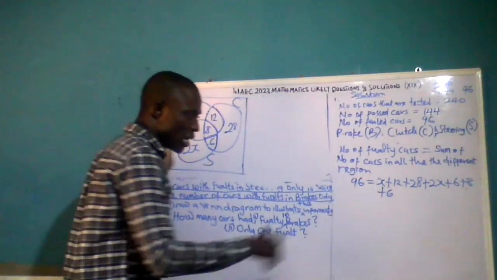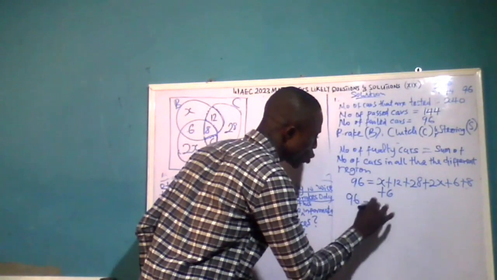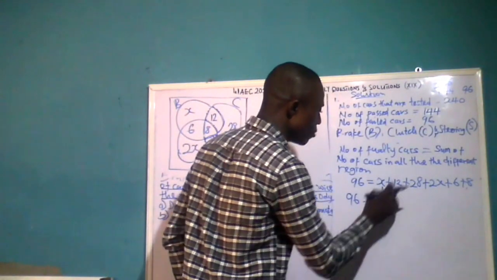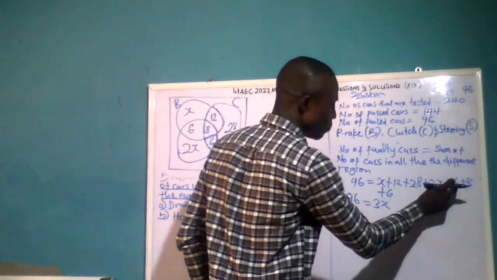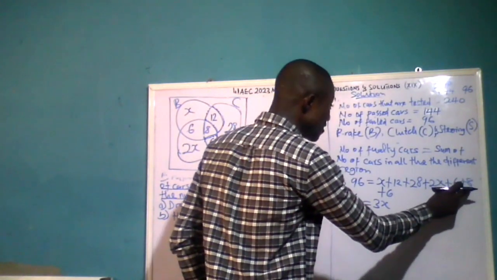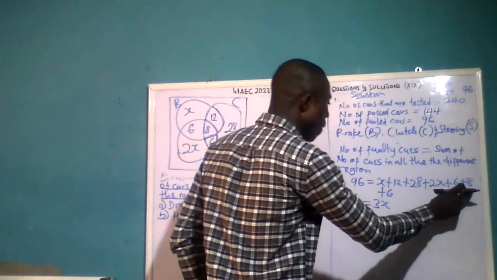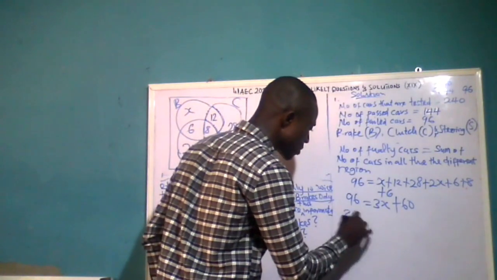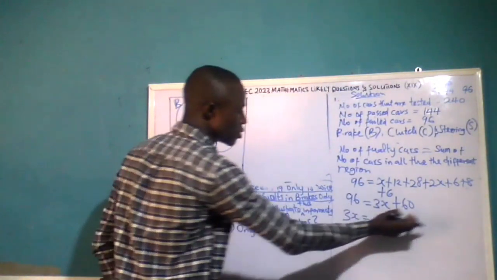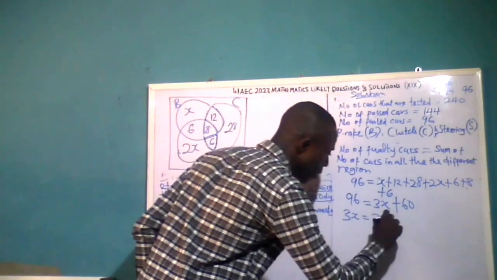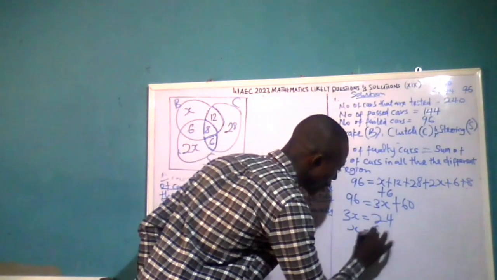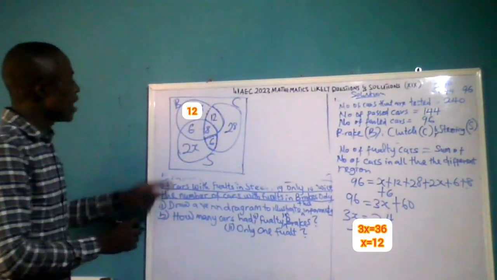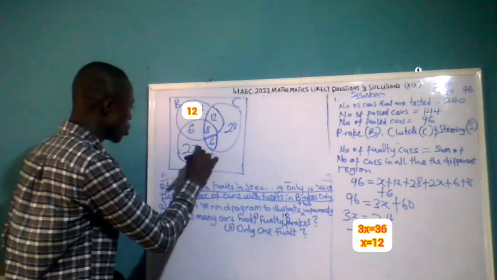Now, by collecting the like terms, you have 96 equal to 3x, then add up the numbers. We have 12 plus 28, that will give you 40. Plus 6, that's 46. Plus 8, that is 54. 54 plus 6, that's 60. So that you have 3x equals 96 minus 60, so that you have x equal to 12. Therefore, if this region is equal to x, and this region is twice this region, it means that this region is equal to 16.